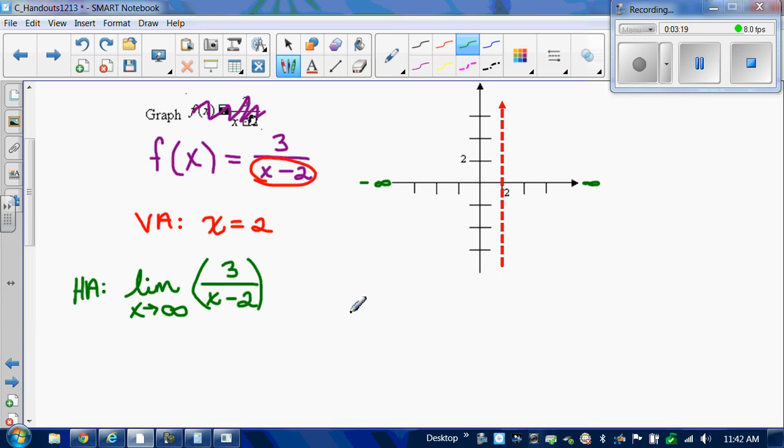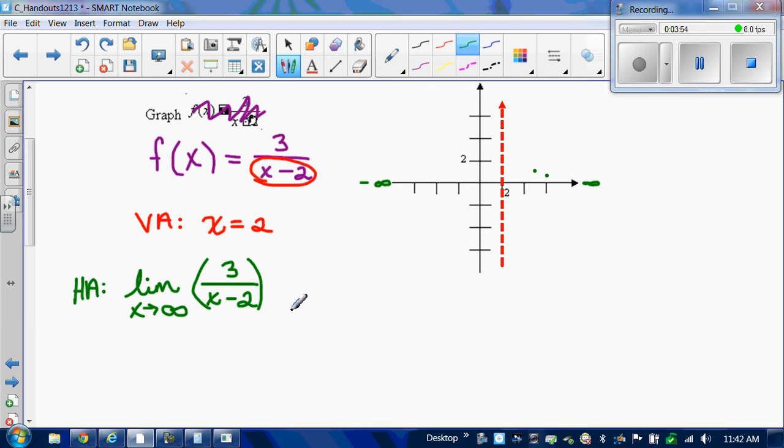So let's just start with 5. When x equals 5, what do you get? You get 3/3, right? So you get 1. Alright, so when x is 5, we get 1. Okay? Alright, when x is, let's just go with 6. When x is 6, we get 3/4. Right? So when x is 6, we get 3/4.